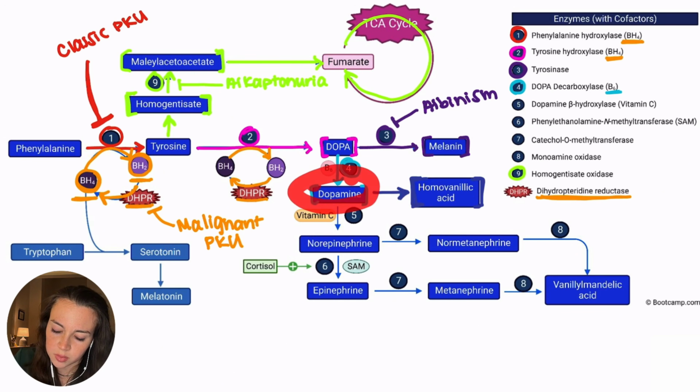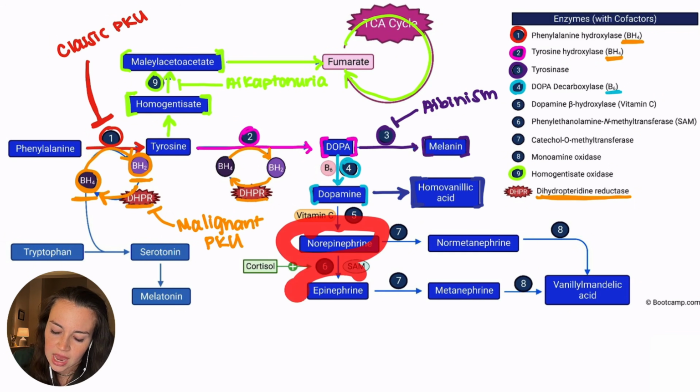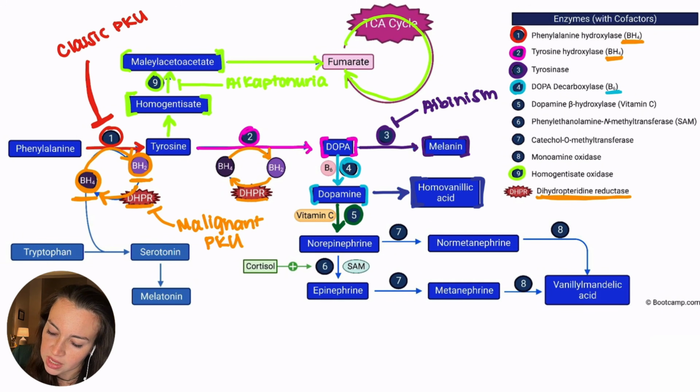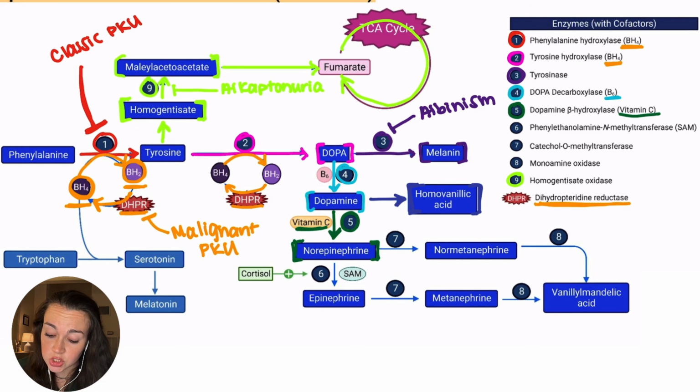Or we can turn our dopamine into catecholamines like norepinephrine and epinephrine. So to turn dopamine first into norepinephrine, we're going to use enzyme 5 here called dopamine beta hydroxylase and use vitamin C as a cofactor for that step. And that'll form norepinephrine, one of our catecholamines. And then to turn norepinephrine into epinephrine, another one of our catecholamines, we'll use enzyme 6 here, phenylethanolamine N-methyltransferase.